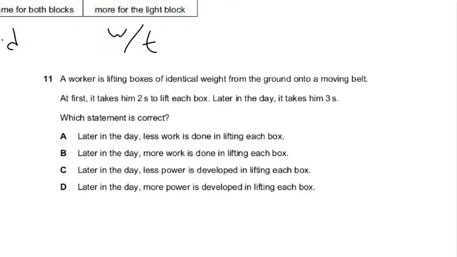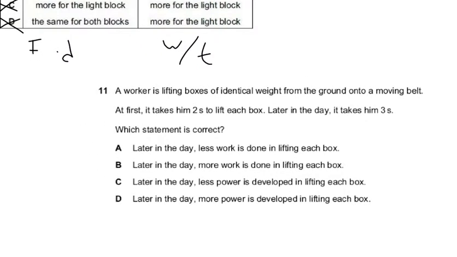What's work? Work is force times distance. Has the weight of the boxes changed? Has the height of the conveyor belt changed? The answer is no in both cases. That means the work is the same late in the day as it is earlier in the day. It's the same amount of work. So this has nothing to do with work. Okay, so let's check C and D.